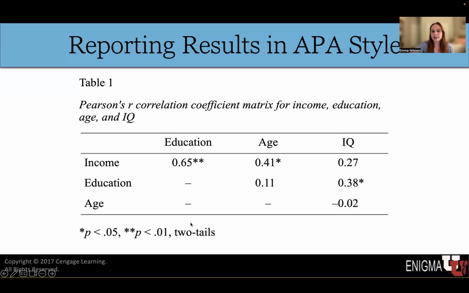Generally, this key down here is for telling us the significance values. So here we can see that between income and education, there was a medium to moderate positive correlation between them, but it was also statistically significant when using an alpha of 0.01. Here, we can see that between age and income, there was also a small to moderate positive correlation, and it was only significant using an alpha of 0.05. Here, we can see that between income and IQ, there's a weak positive correlation, but it was not significant because there's no asterisks.